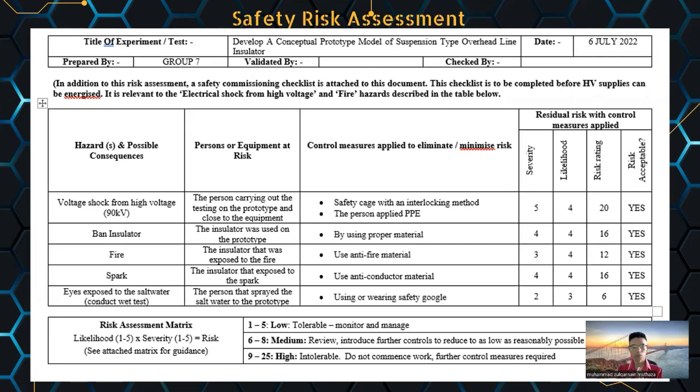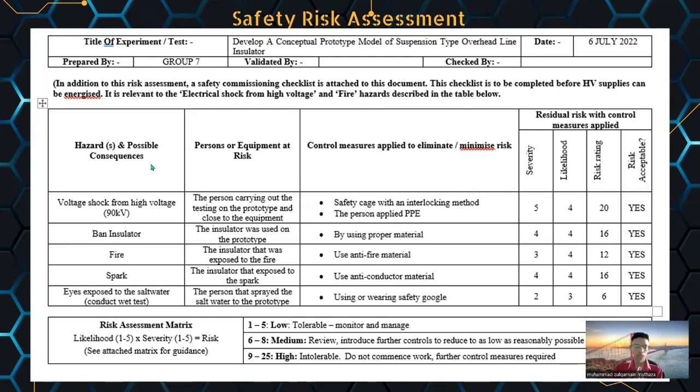The hazard that we found during the insulator testing is voltage shock from high voltage, which is 90 kilovolts. The person or equipment at risk is the person carrying out the testing on the prototype and close to the equipment. The control measure applied is a safety case with an interlocking method. Second, the person applies PPE. The severity is 5, likelihood 4, so the risk rating is 20. Is the risk acceptable? Yes.